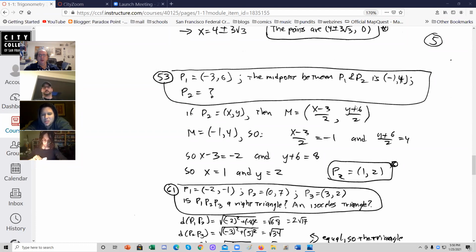That midpoint is (-1, 4). So these coordinates are equal, and these coordinates are equal. (x minus 3)/2 is -1, and (y plus 6)/2 is 4. All right, solve by transposing the 2 and the 2. x minus 3 is -2, y plus 6 is 8. Add 3, subtract 6. You get x equals 1, y equals 2. So the second point is (1, 2).